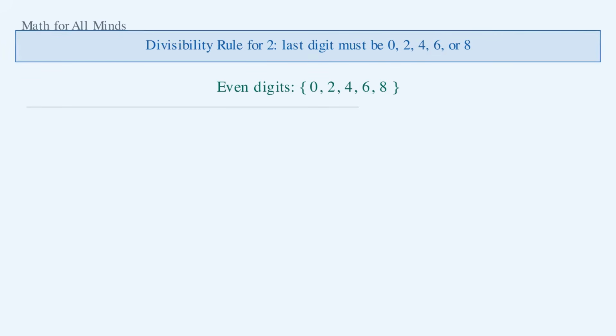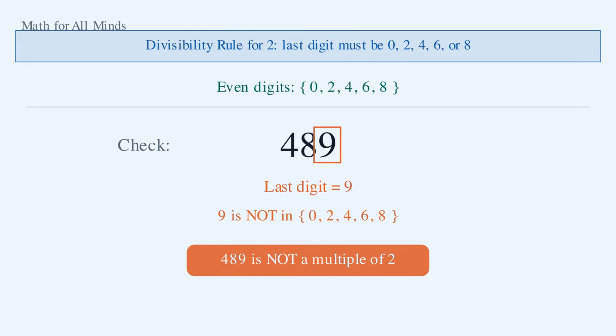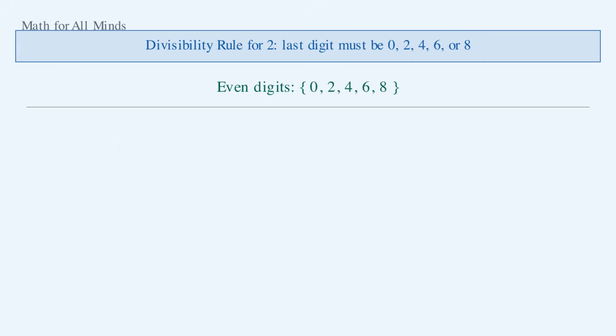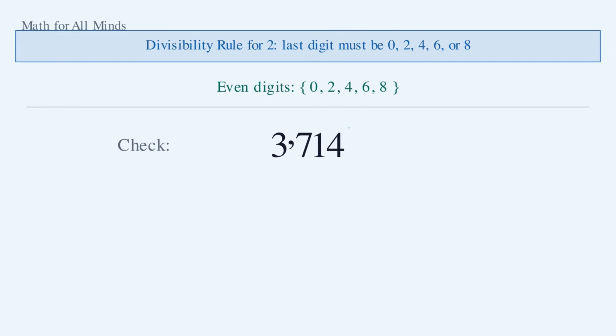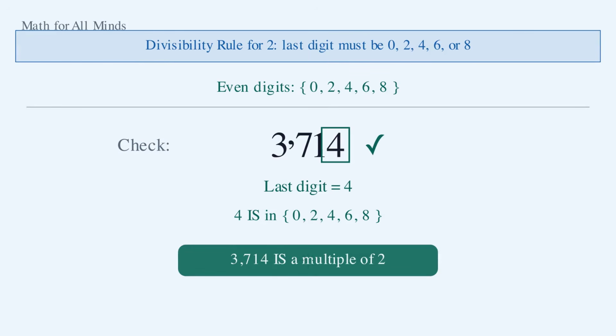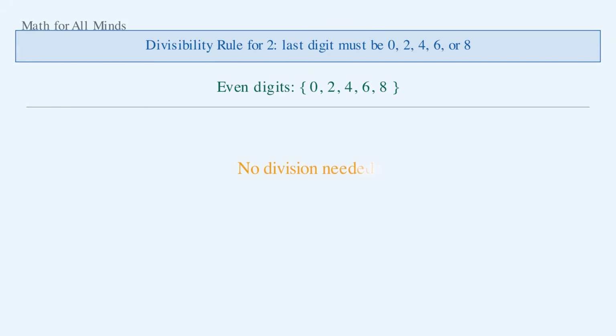Let's check 489. The last digit is 9. That's not in our list, so 489 is not a multiple of 2. Now look at 3714. Its last digit is 4, which is in our list, so 3714 is a multiple of 2. Notice how we didn't have to divide anything.